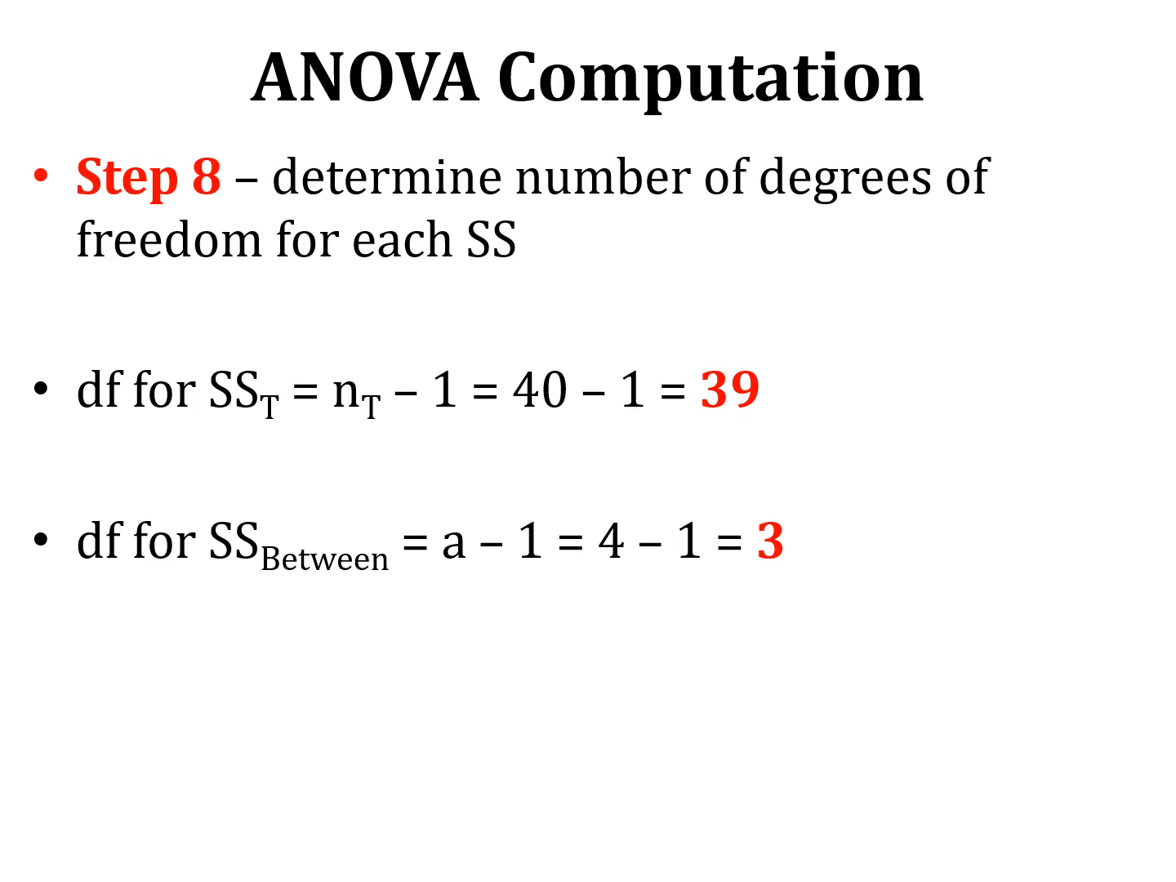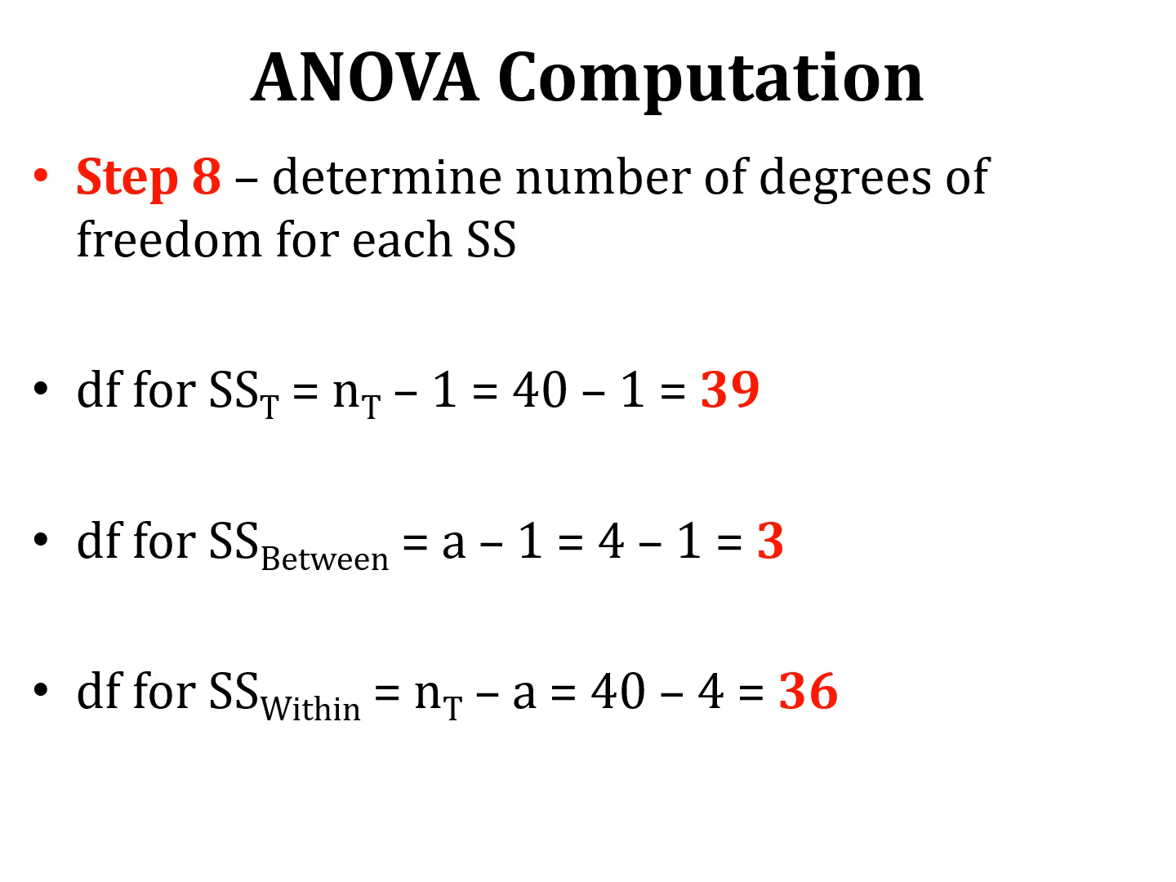So degree of freedom for SS between is A minus 1. Remember, A is the number of samples. So A minus 1 is 4 minus 1, which is equal to 3. And the degree of freedom for SS within is the total number of observations minus A, right? 40 minus 4, so it is 36.